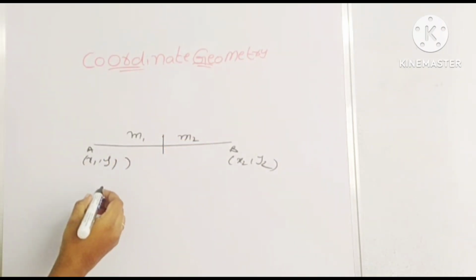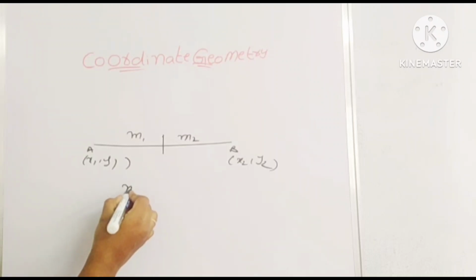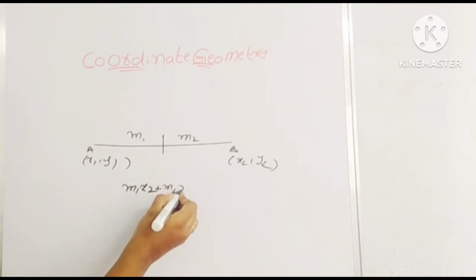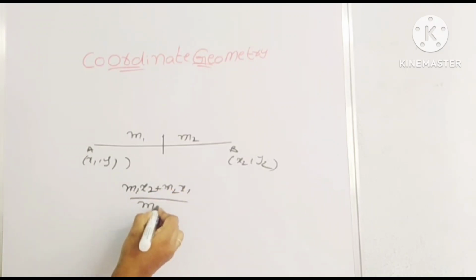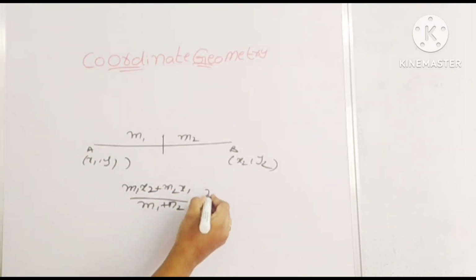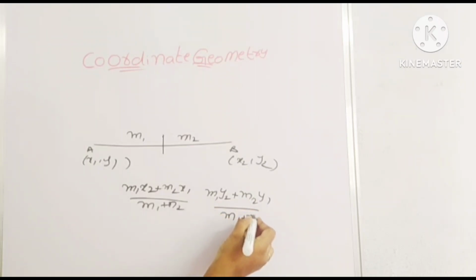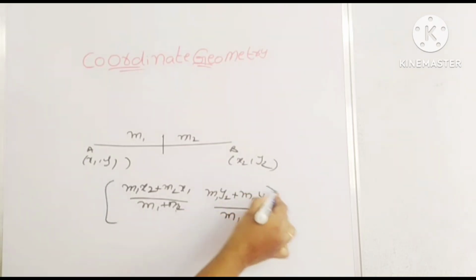The section formula is m1 x2 plus m2 x1 by m1 plus m2, m1 y2 plus m2 y1 by m1 plus m2. This is the formula for the section formula.